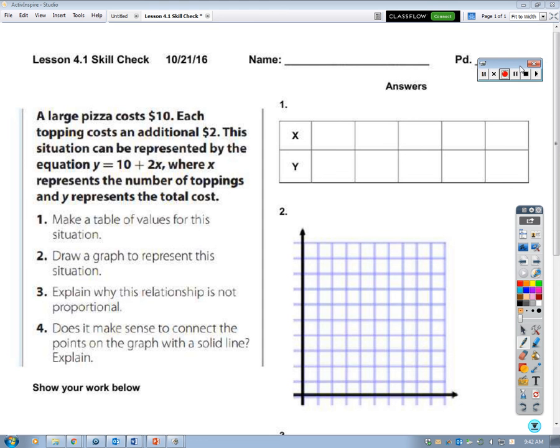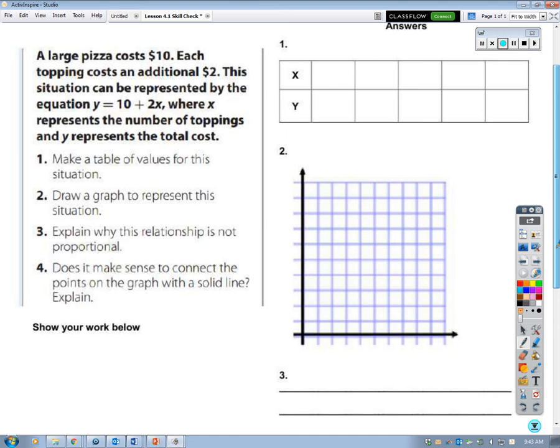Okay, so we are doing the module lesson 4.1 skill check, and we're doing this with period 3, math 8 class. So if you hear some people talking, it's the math 8 students in period 3. We're going to go through this and review it for some makeup credit. Sound good? Yep.